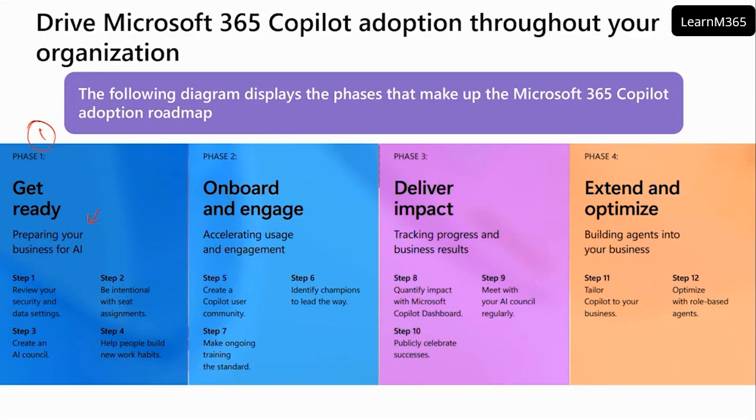You need to make sure about it. Then we have the third step, create an AI council. So basically, a team who will take care of your adoption process, who will keep an eye on or monitor the tasks and activities related to this adoption. Step 4, help people build new work habits, because you have to adapt to the changes now.